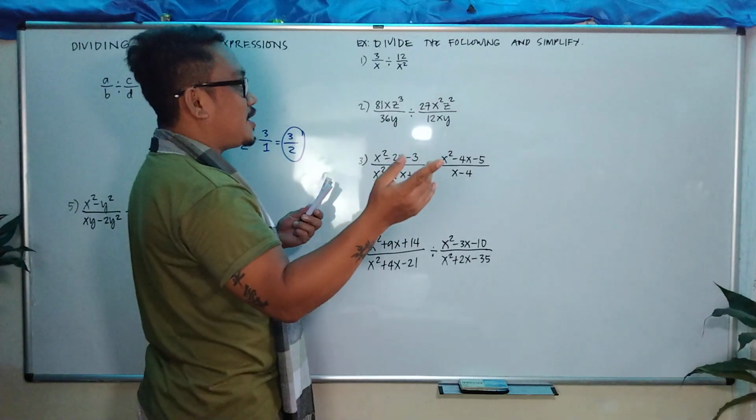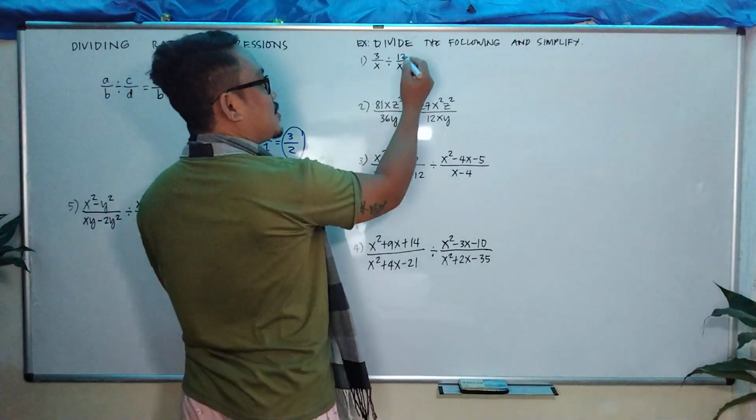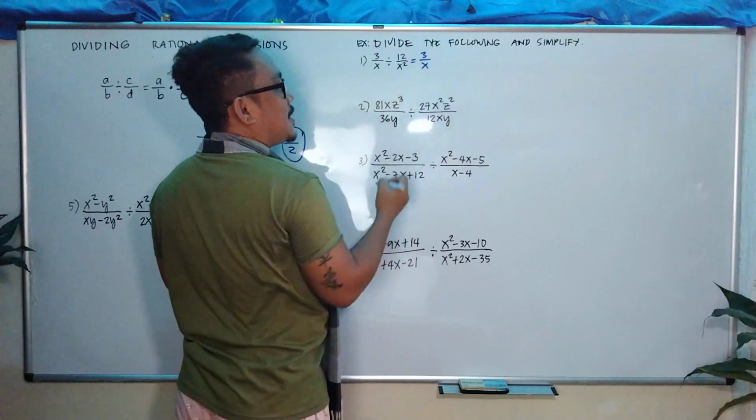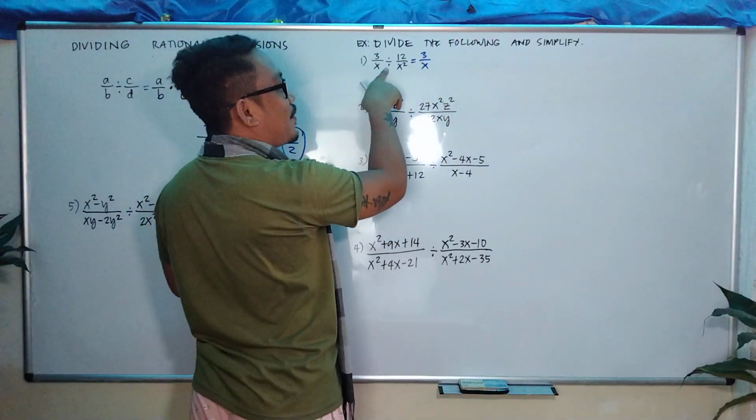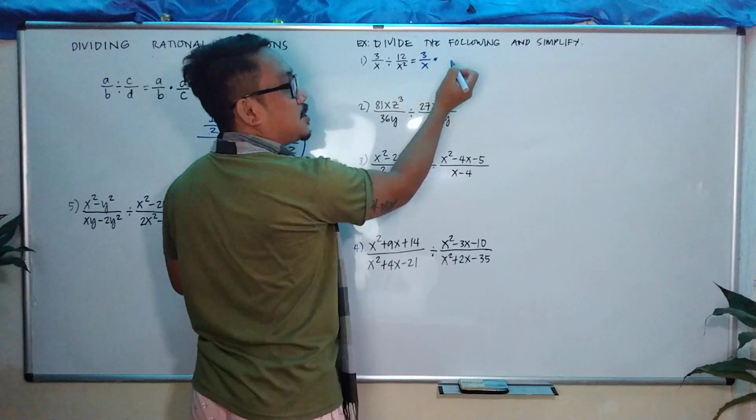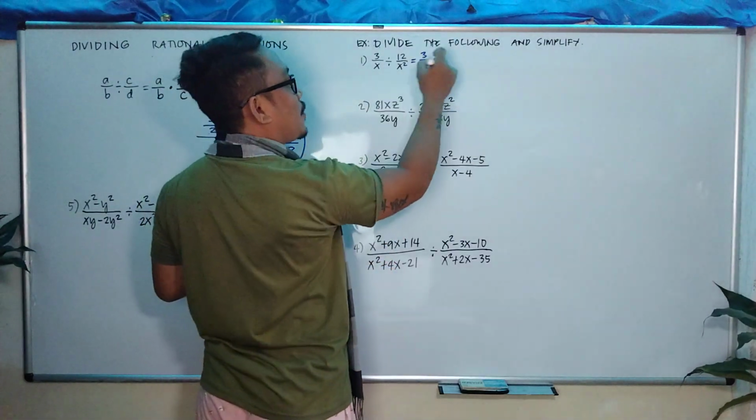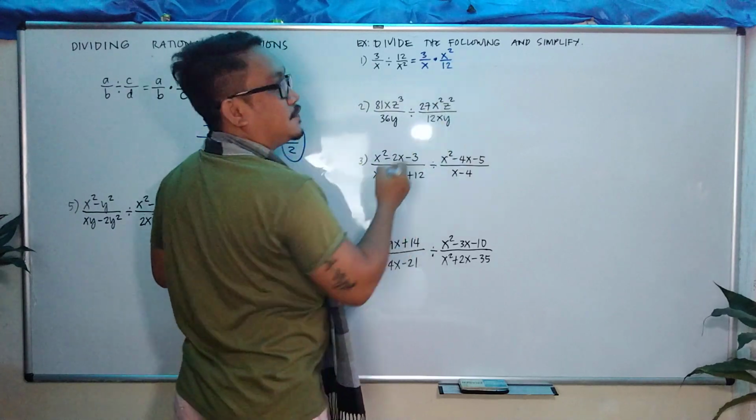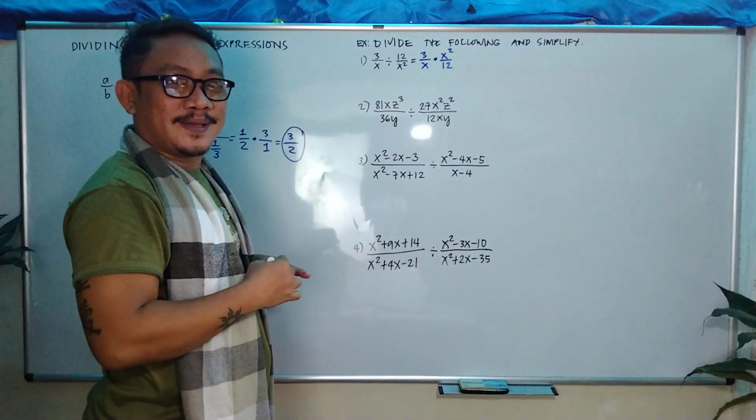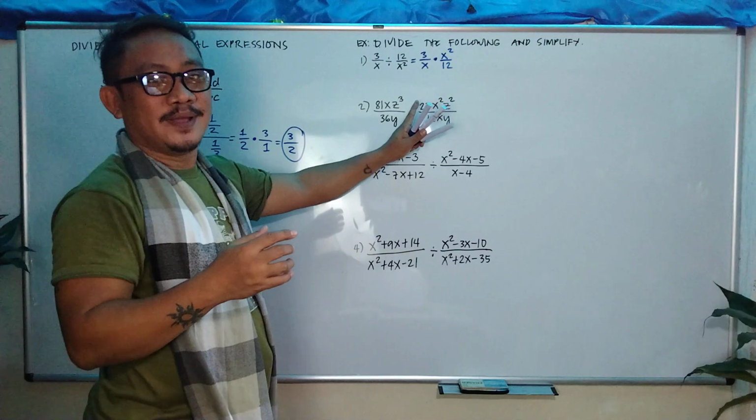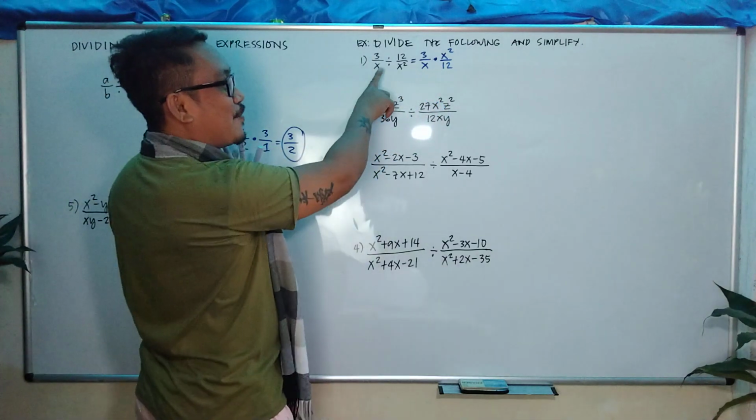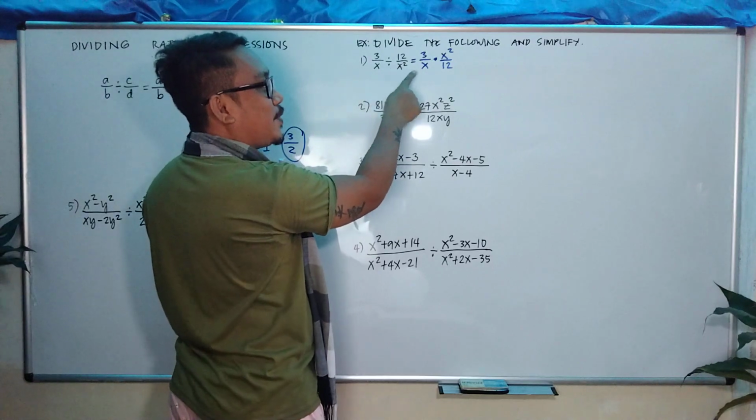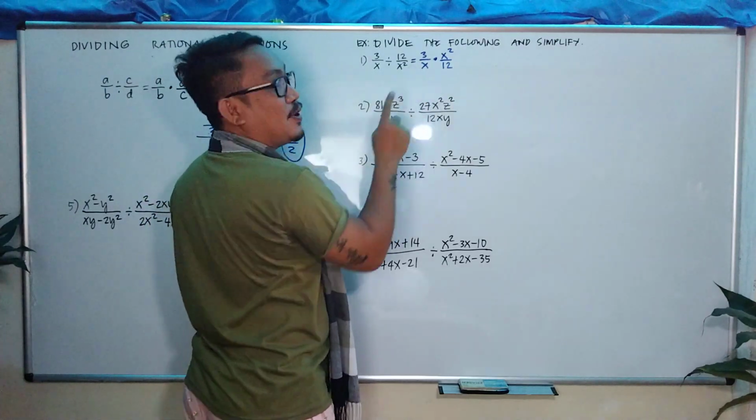It is clearly a division. Again, what do we do? We just copy the first fraction, 3 over x. Then from division, this becomes multiplication. Then the reciprocal becomes x squared over 12. Can you follow? So from division to multiplication, then the reciprocal of 12 over x squared. The x squared goes to the top and 12 goes to the bottom.